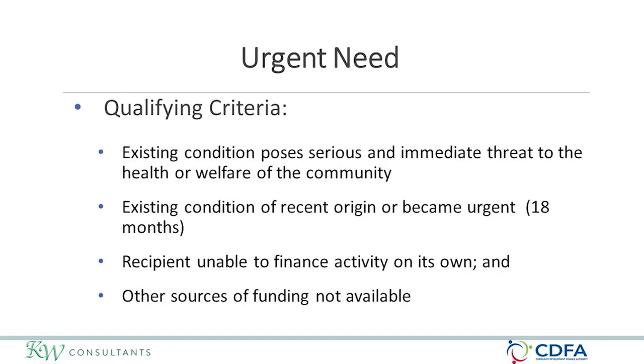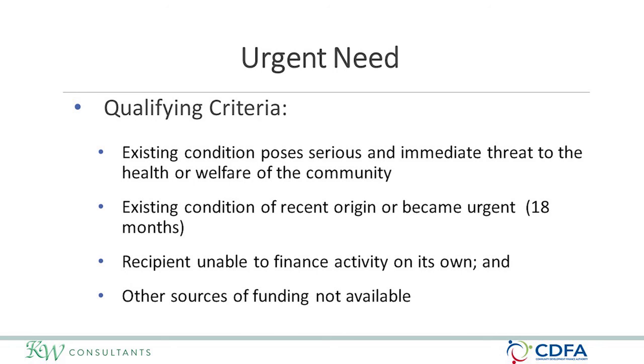The qualifying criteria, and you must meet all of these criteria in order to use the urgent need national objective, are that the existing condition poses a serious and immediate threat to the health or welfare of the community. The existing condition is recent or became recently urgent, and HUD uses 18 months as their standard guideline for recent under urgent need. The recipient, meaning the local unit of government and/or the subrecipient, are unable to finance the activity on its own, and no other sources of funding are available. This is a statutory requirement. So there's not a lot of flexibility that can be made by CDFA for the use of urgent need. You must meet all of these criteria and be able to document that you have met all of these criteria.